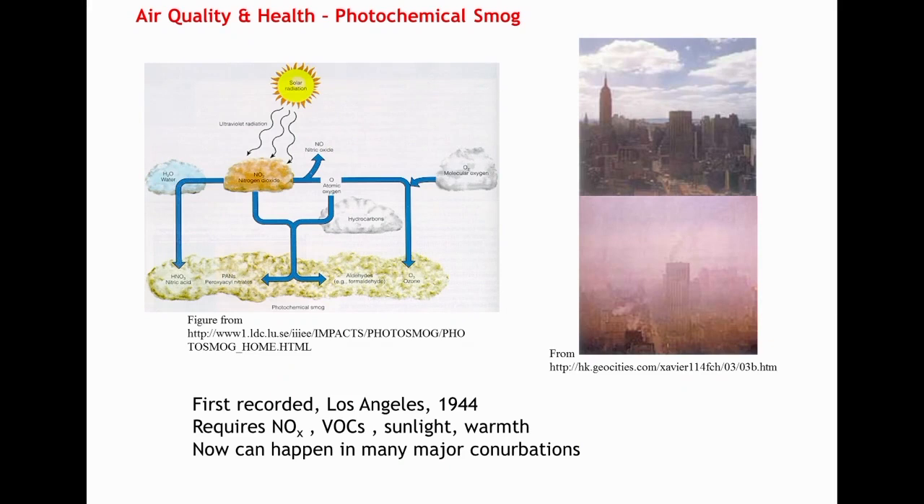We'll just move on. This is just a recap again. The next sort of smog was the photochemical secondary smogs, first recorded in Los Angeles in 1944. Requires NOx, VOCs, sunlight, etc. Can happen everywhere now. But I'm not interested so much in the gas phase pollutants here. But if you look at the two pictures here, the top one and the bottom one, what's the difference between the two?